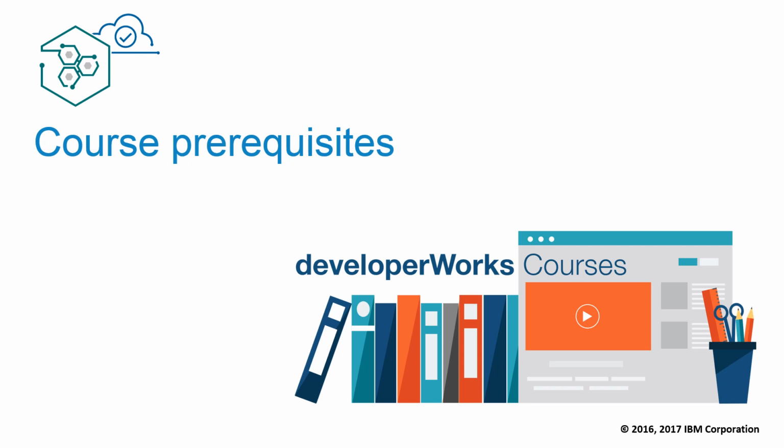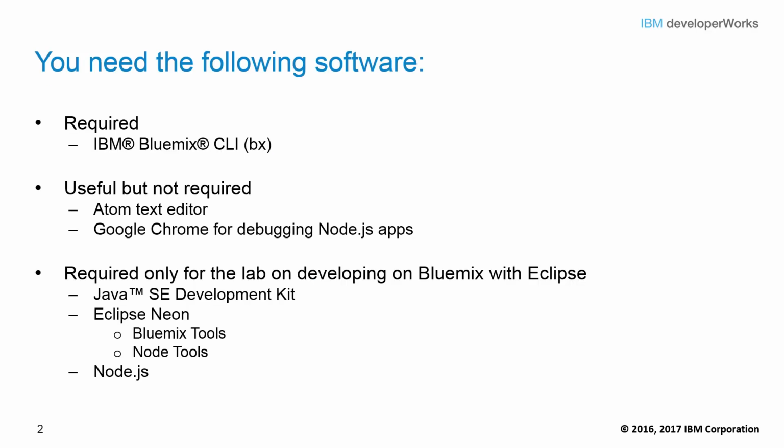In this video, you'll see how to set up the prerequisites for this course on Windows. For the labs in this course, you'll need to have the following software. You'll also need a web browser as stated in the prerequisites. What's required is the IBM Bluemix command line interface. What's useful but not required is the Atom text editor and Google Chrome.